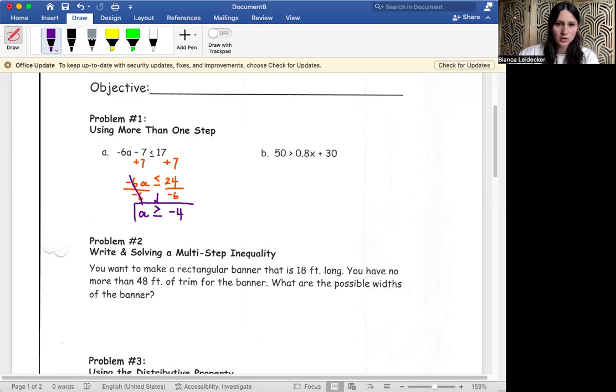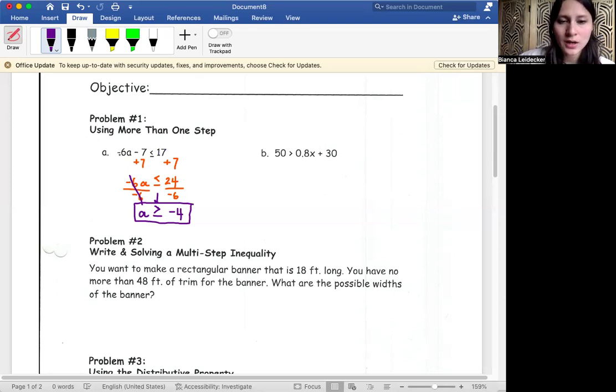When in doubt, check your answer. Plug this back in and see if you have a true number sentence. If I plug negative 4 in place of a, negative 6 times negative 4 is positive 24. Positive 24 minus 7 is exactly 17. You can also put a value that is greater than negative 4 and check. A value greater than negative 4 maybe would be like 1.